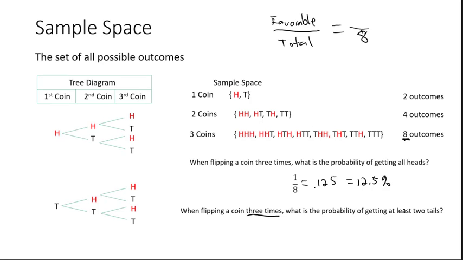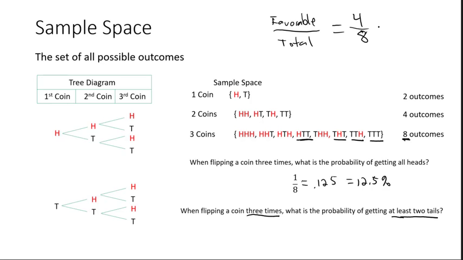Now, getting at least 2 tails. Looking here at the sample space we wrote out, here we see 2 tails, here is 2 tails, 2 tails, and then here is 3 tails, which would be included because when it says at least 2 tails, it could be 2 or 3. So what we have are 1, 2, 3, 4 possibilities, 4 things that we want to happen. So that is your favorable.